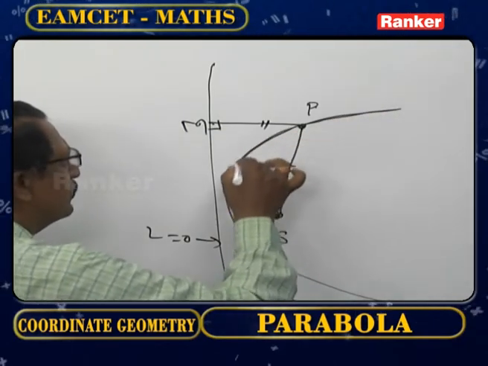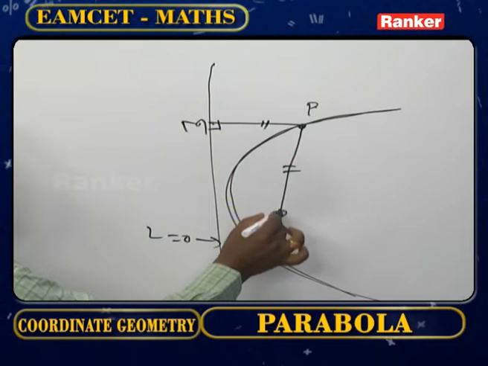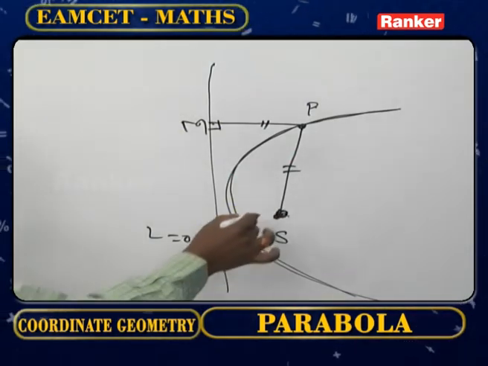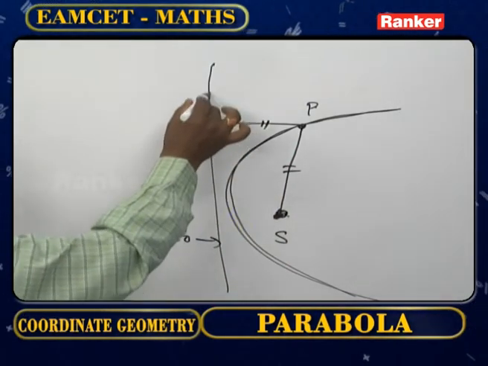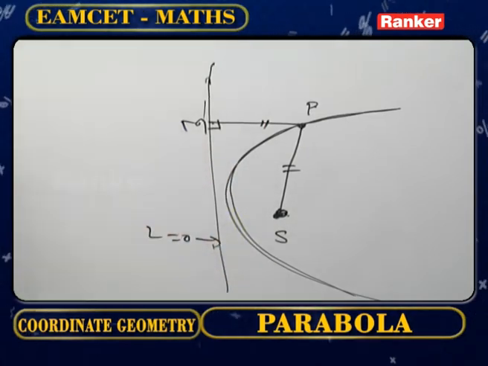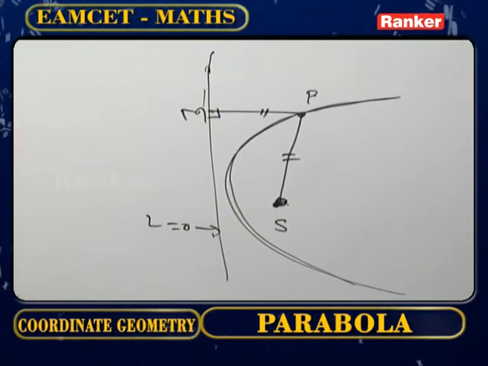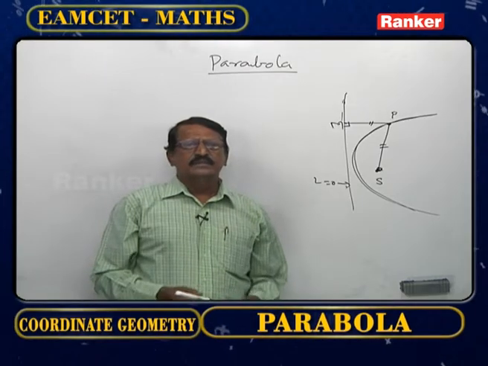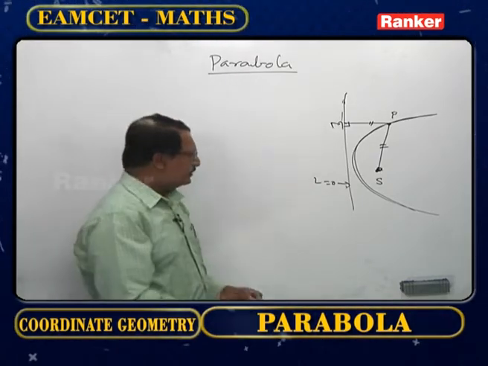The locus of the point P is a parabola. Here the fixed point is the focus, and the fixed line L equals 0 is the directrix. Always, the eccentricity of the parabola is 1.